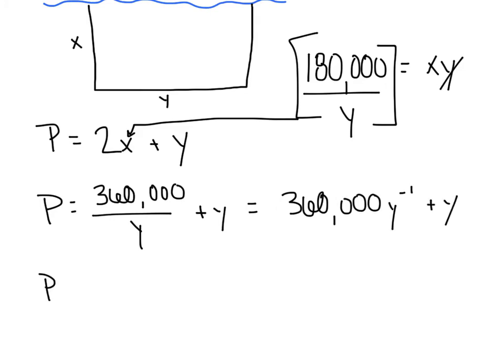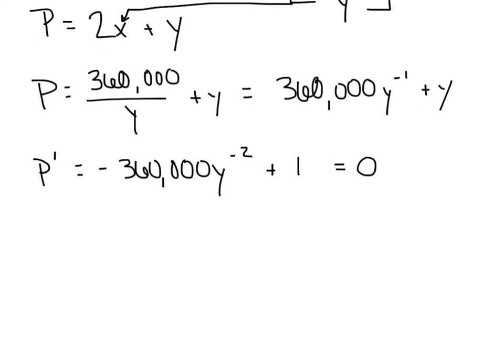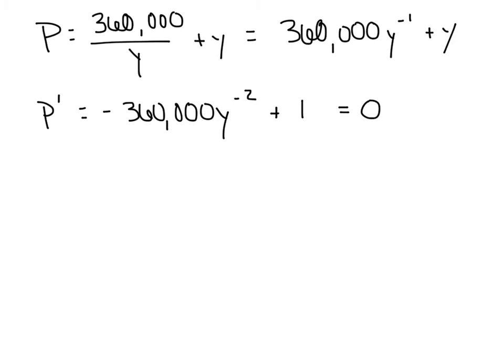So then the derivative is again with respect to y, coincidentally. And it's going to be negative 360,000 y to the negative 2 plus 1. We're going to set that equal to 0. That's the one thing that's guaranteed to be true: just imagine a minimum point on any function, the slope's guaranteed to be 0.